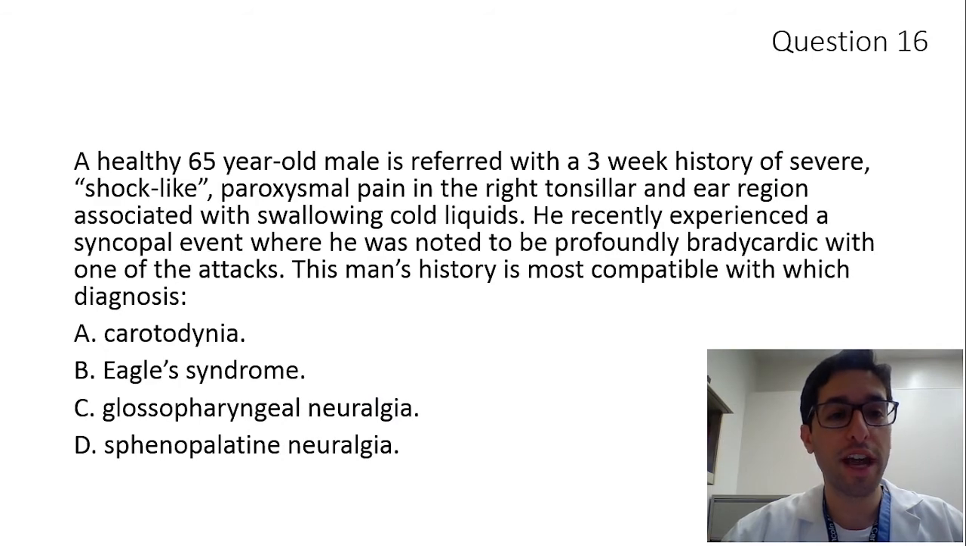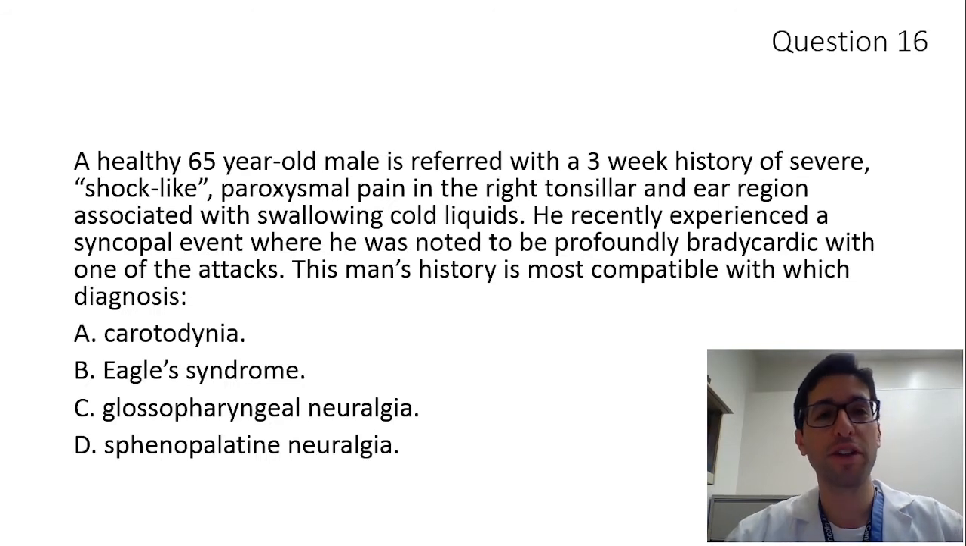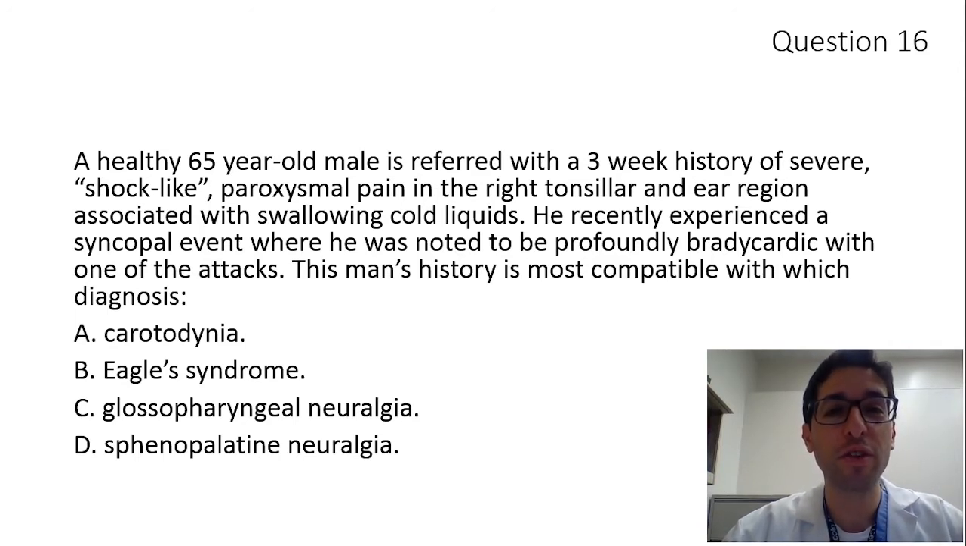All right, another question just to hammer it home. No, completely different question, sorry. Maybe later I may have another headache question coming up. But anyway, this is a random fact, so I don't think this is high yield, but let's get into it. So there's a 65-year-old, he's got this weird presentation. So he's got pain in his tonsils and his ears associated with cold liquids, and then all of a sudden he had a vagal event where he was bradycardic. So what is his syndrome?